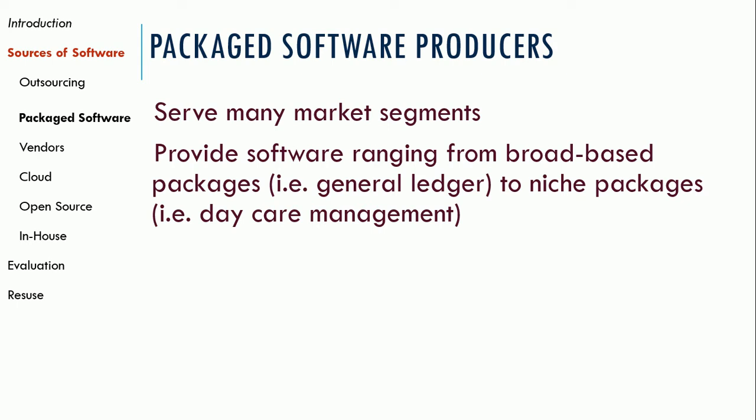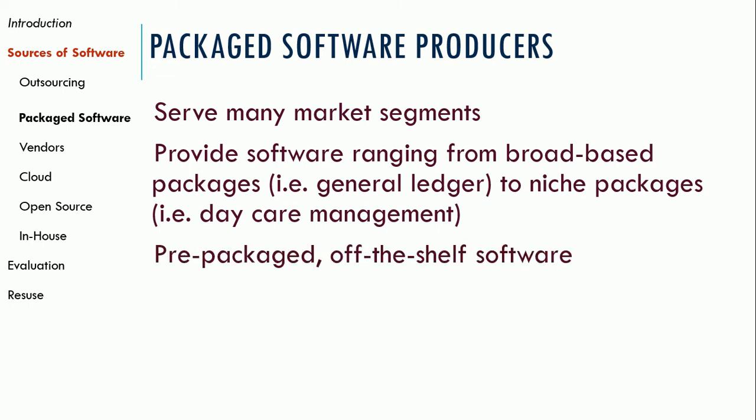So packaged software could range from broad-based packages like general ledger, like accounting software and so forth, to niche packages. For example, daycare management, right? So you go to a restaurant. The restaurant might have a system that runs that restaurant. That's a niche package. It's something that's developed just for restaurants. On the other hand, something like QuickBooks, which is accounting software, would be useful for almost any business. You don't have to be a restaurant to use that. So packaged software can run the range between these niche packages that are developed specifically for a specific industry, and it can be a very small niche, all the way up to the broad-based packages like QuickBooks, which is useful to everyone.